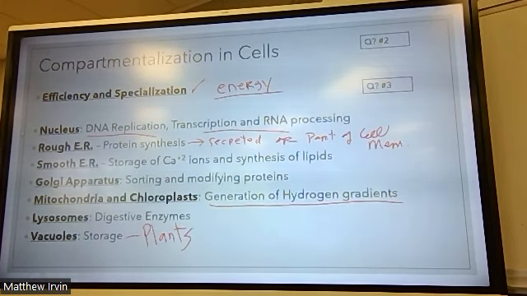Yes? It has a ribosome on the top. What? Oh, protein synthesis. All right, good, almost.